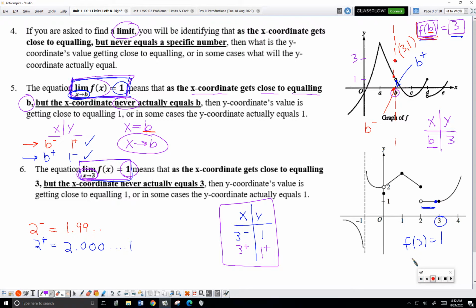But yeah, you just say 3 minus and 3 plus, even though what it means is infinitesimally less than 3 and infinitesimally more than 3. You don't have to say all that. So, does that make sense? Anybody else?